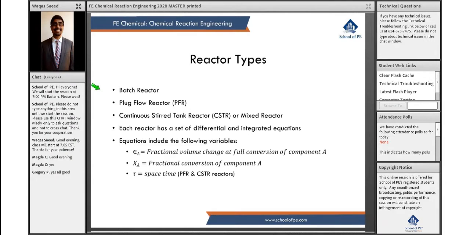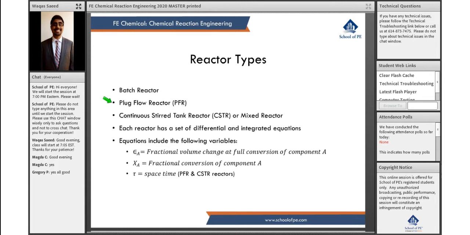Today we're going to go through the more complicated topics in kinetics. And the major topic in chemical reaction engineering for your exam is the different types of reactors. So there are 3 reactors you need to know for the exam. The first one is the batch reactor, which is the simplest reactor.